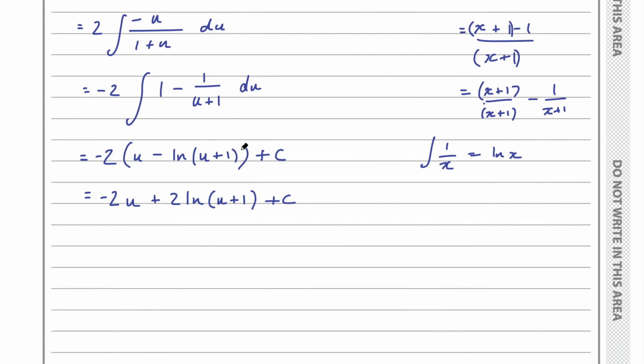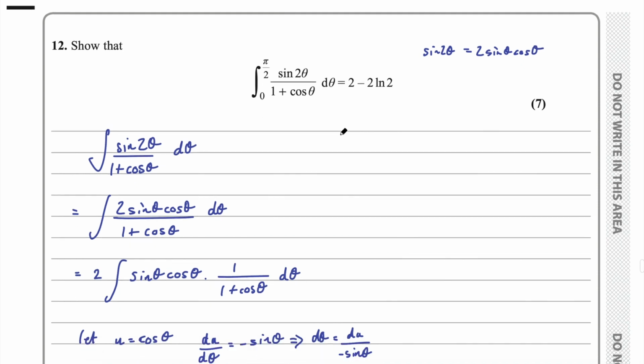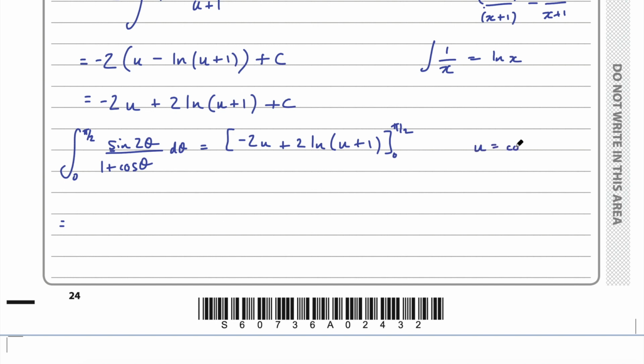Okay, so now let's have a look at the interval. So we're going from 0 to pi on 2 of all of this. So let's write out what that's going to be. So this is going to be 0 to pi on 2 of sine 2 theta over 1 plus the cosine of theta with respect to theta. This is going to be when we substitute pi on 2 into this, take when we substitute 0 in. So this is going to be this integral here, -2u plus 2 log of u plus 1 from 0 to pi on 2. All right, now we're going to have to bring that cosine of theta back in.